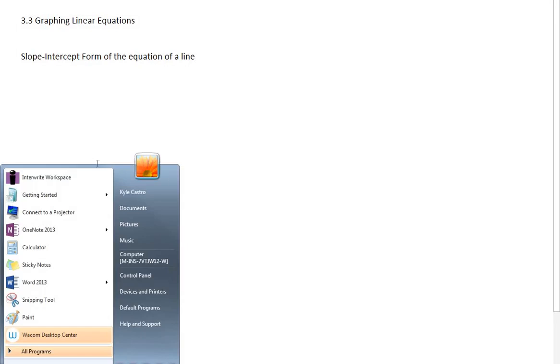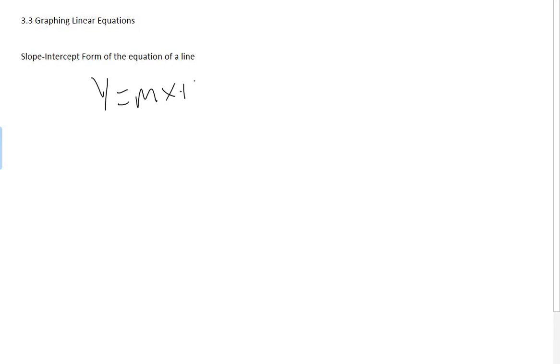And the slope-intercept form is usually everybody's favorite. It's a little bit easier to use than other forms of the equation of the line because it is just the form y equals mx plus b. So once you isolate the y, you have your equation in slope-intercept form. It's y equals mx plus b.